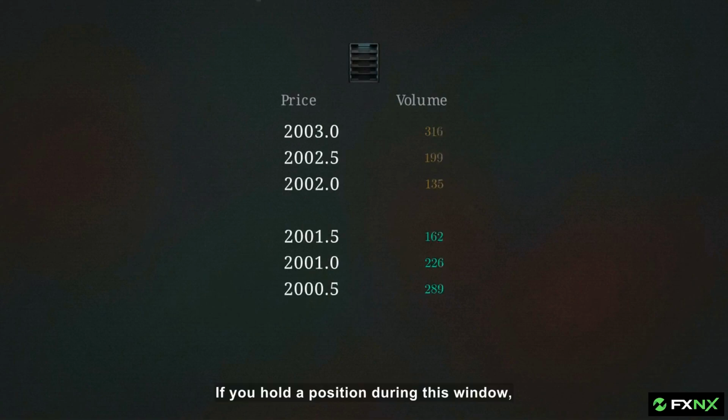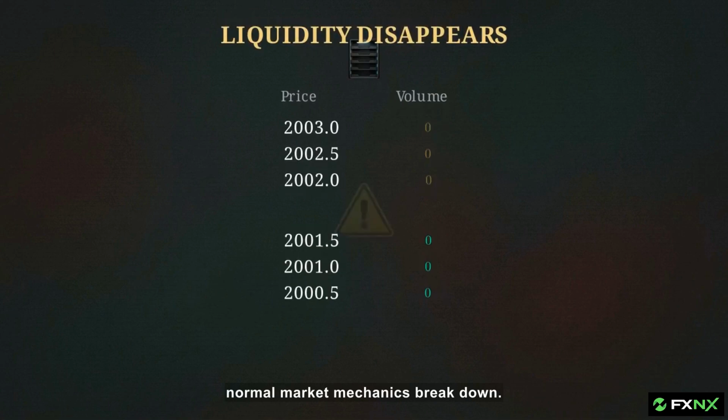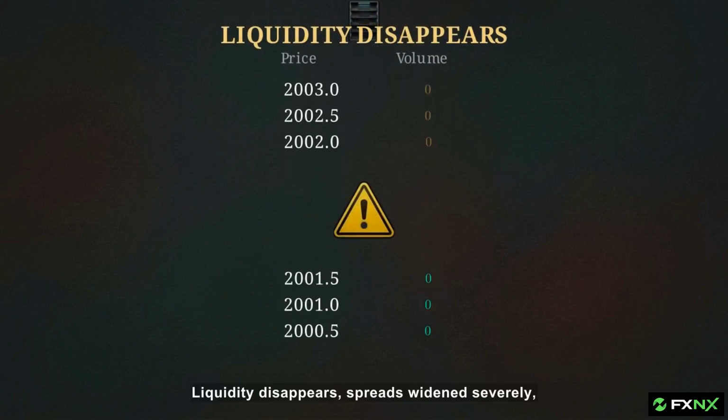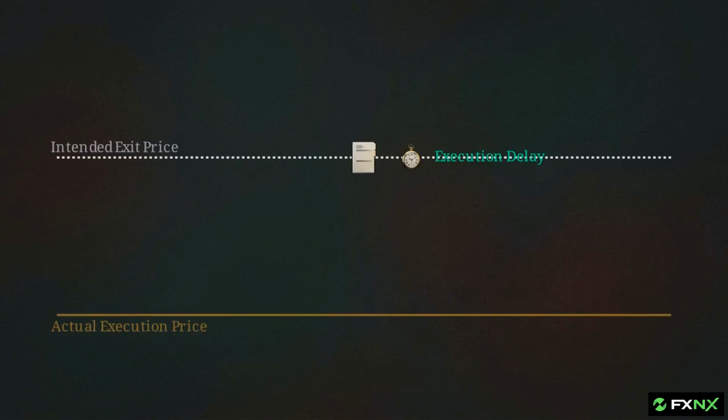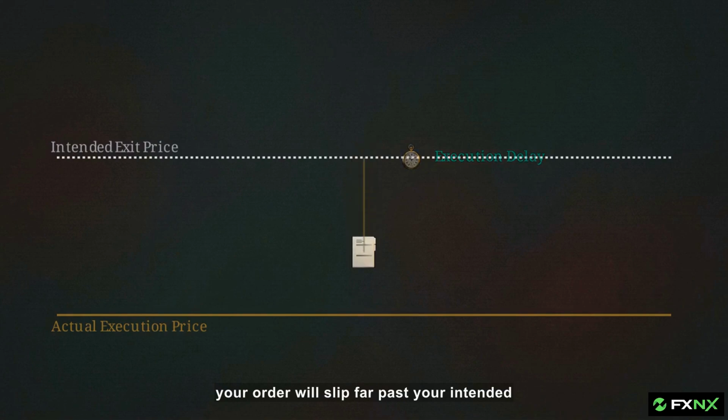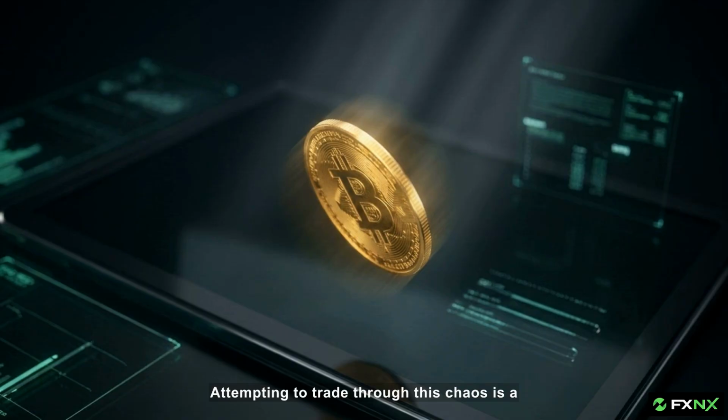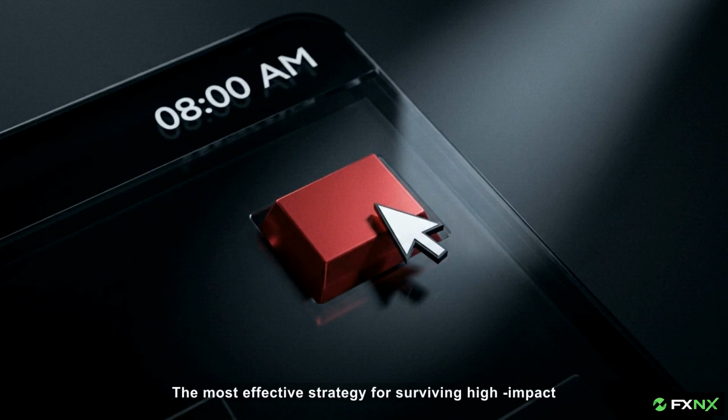If you hold a position during this window, normal market mechanics break down. Liquidity disappears, spreads widen severely, and execution delays mean your order will slip far past your intended exit price. Attempting to trade through this chaos is a coin flip. The most effective strategy for surviving high-impact data is closing your positions 30 minutes prior and staying completely flat.